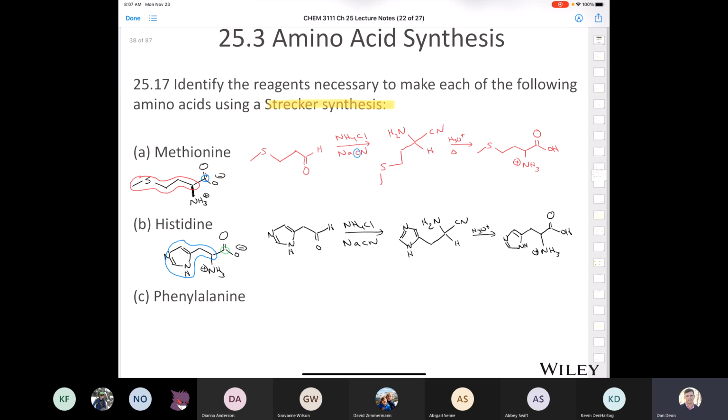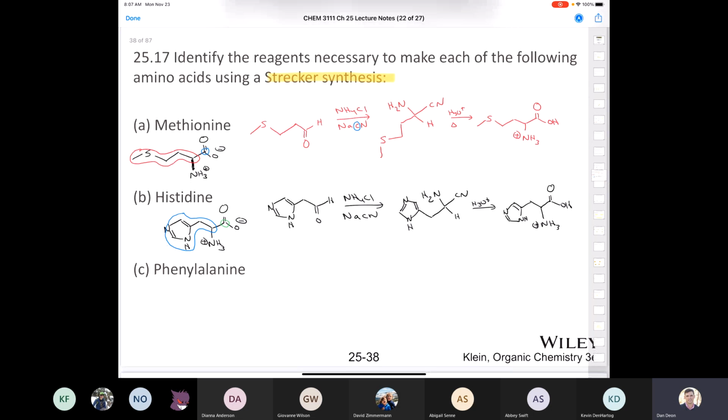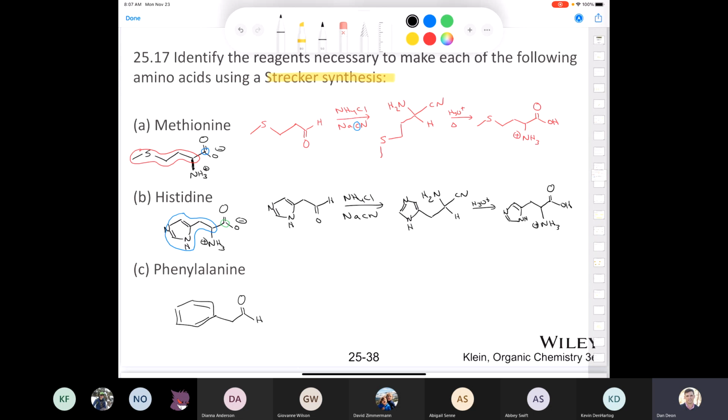We can take the exact same approach for phenylalanine. I'll just skip this one, but for phenylalanine, you'd want to start out with an aromatic ring like this, and then you'd want to have this as your starting aldehyde. So it might be a good idea for you to practice drawing the intermediate, right? These intermediates here are called alpha amino nitriles, okay? And then those get hydrolyzed. All right, well, let's move on.